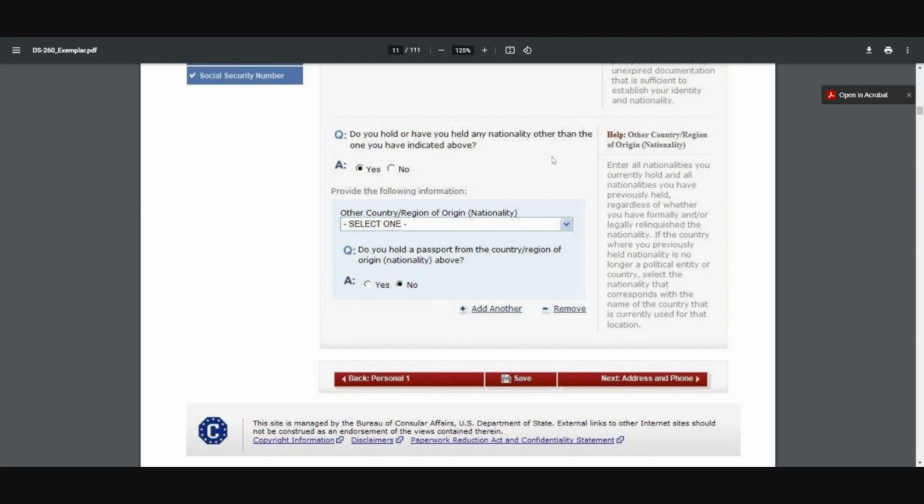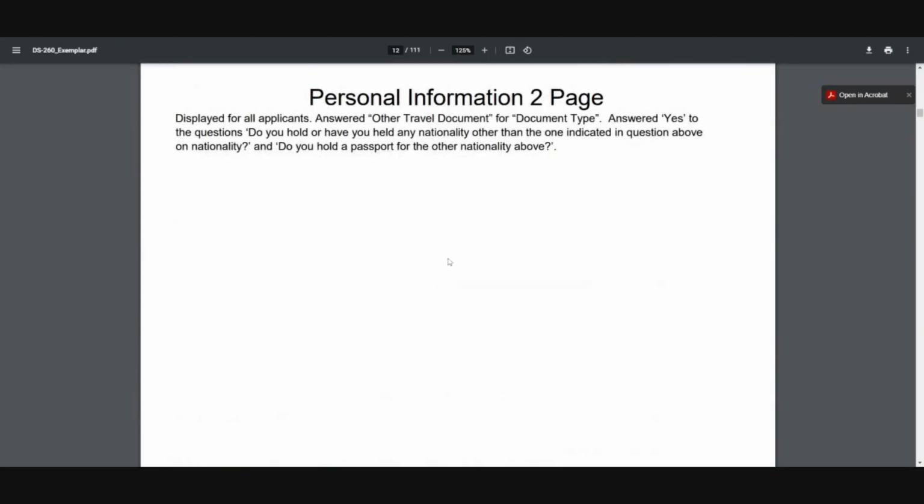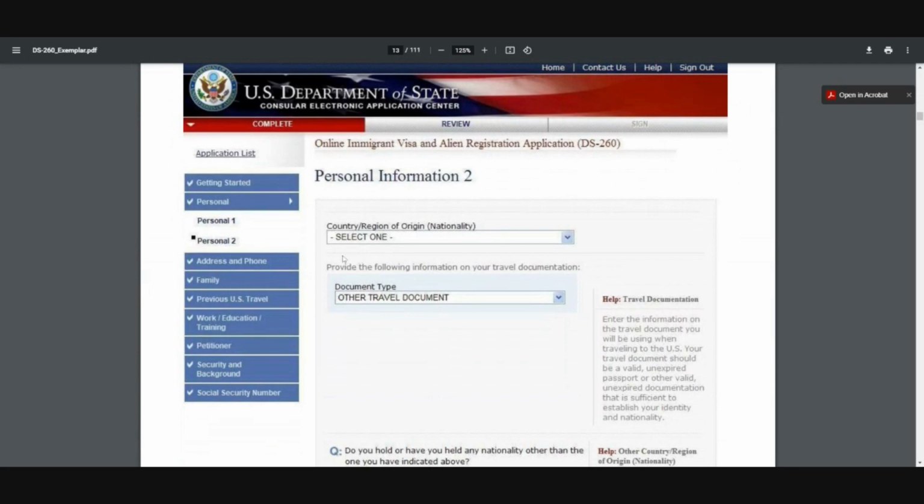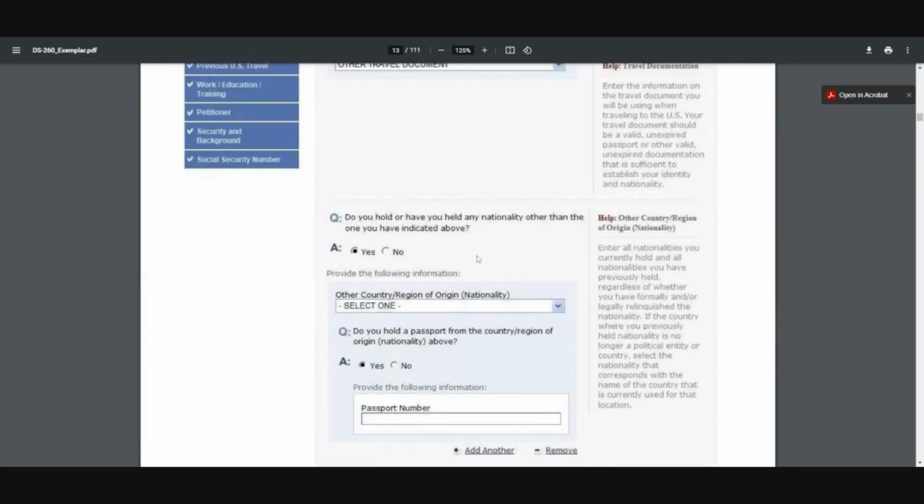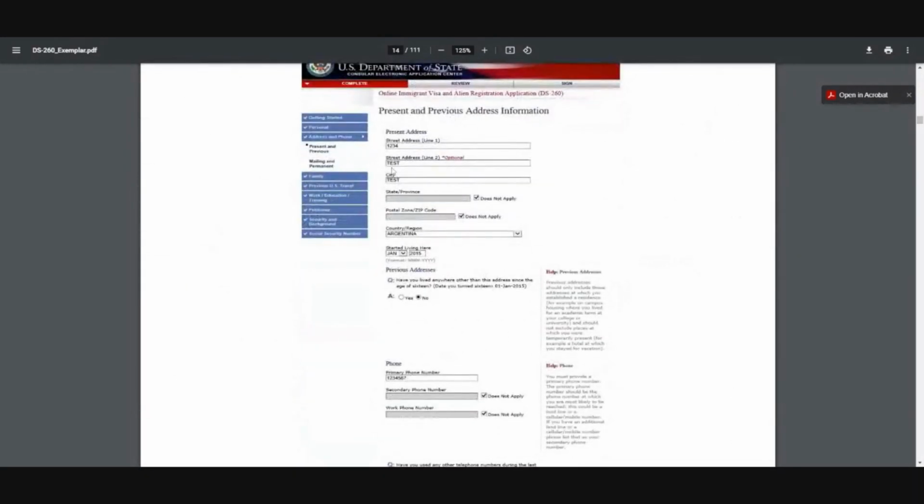Let's assume you were born in South Africa and then you went to live in Tanzania. So you would say that you were born in South Africa and then you went to live in Tanzania. So you indicate there where you were born and where you went to live. But if you have not had any other citizenship for another country, just leave it like that. If you have a passport for another country, they will ask you to indicate that over there. And so this is just a repetition. And then we go on.